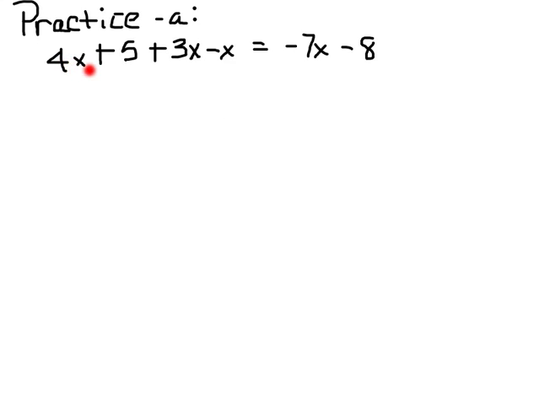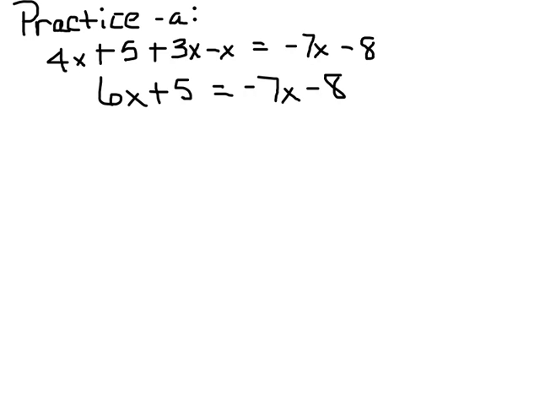Okay, 4x plus 5 plus 3x minus 1x equals negative 7x minus 8. So over here I've got 1, 2, 3 terms that can be combined. 4 plus 3 is 7, minus 1 leaves me with 6x plus 5 equals negative 7x minus 8.